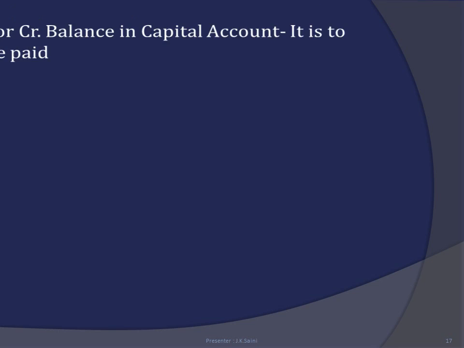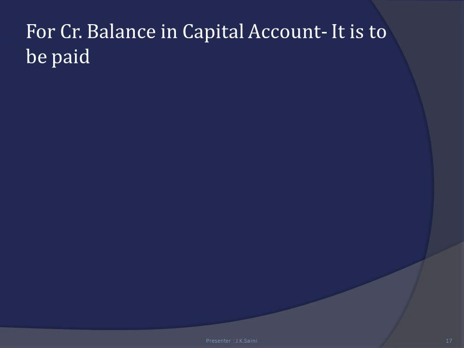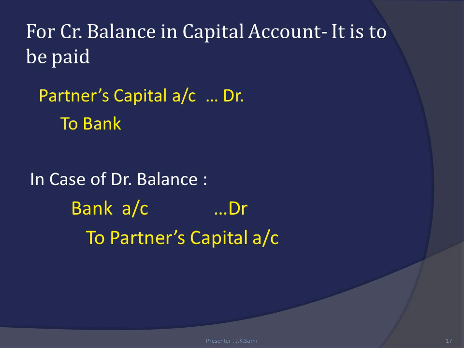So we noticed that when the capital accounts are closed, if there is a credit balance in the capital accounts, it is to be paid, and the entry is partner's capital account debit to bank. However, if there is a debit balance, the partner will have to bring cash into the business, and the entry is bank account debit to partner's capital account.